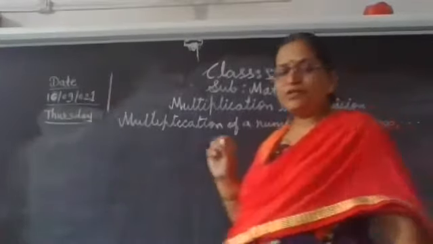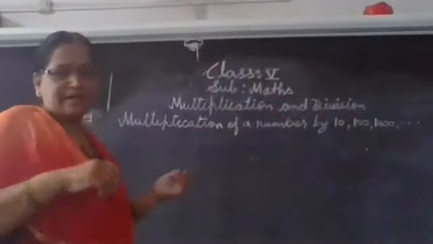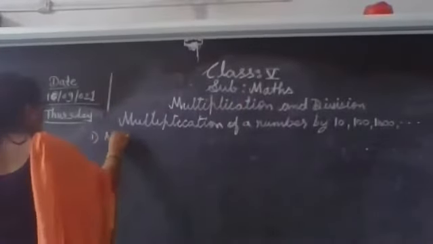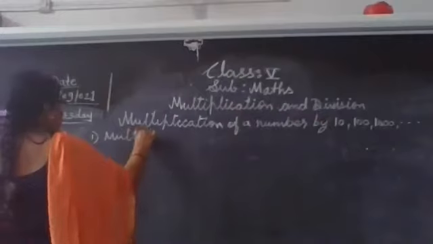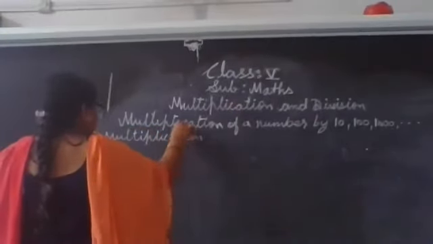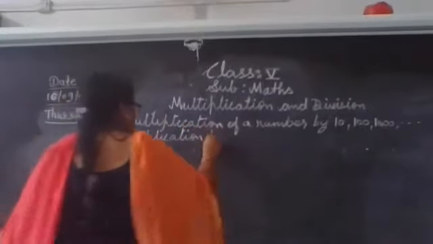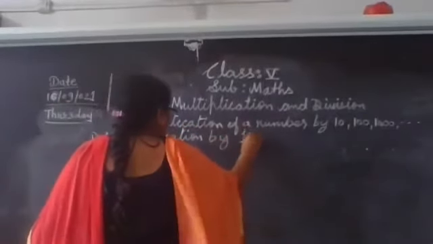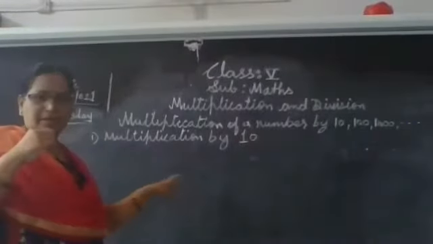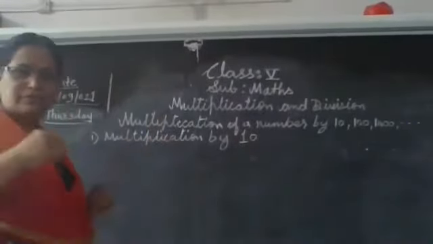So it is very easy to multiply any number by 10, 100 and 1000. For example, first we will see multiplication by 10. See, 10 has 1 zero. So first we will multiply a number by 1 and we will put 1 zero.